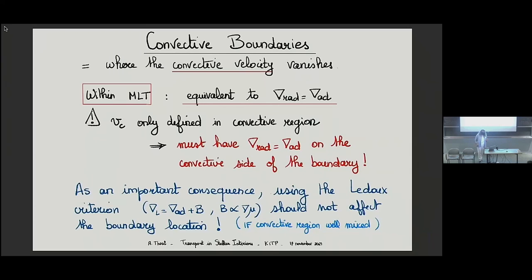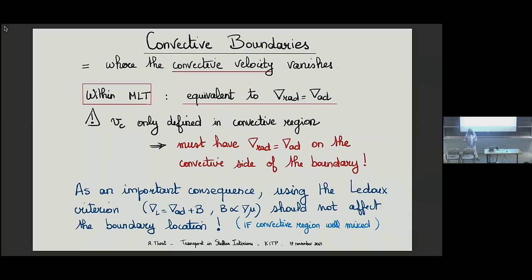So this is where things get interesting, because a convective velocity can only be defined where there's convection. So saying that the velocity must vanish, which means that grad rad must be equal to grad ad, has to be true in the convection zone, within the convective region. So we need to have grad rad equals grad ad at the convective boundary on the convective side. And that's what leads to a lot of problems, and I'm going to show you many of those afterwards.